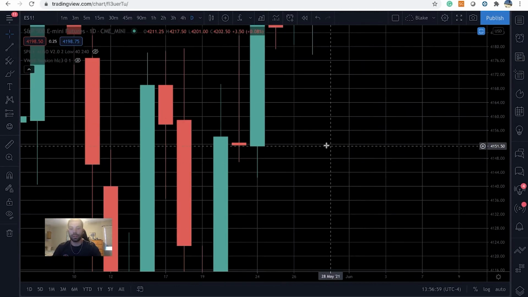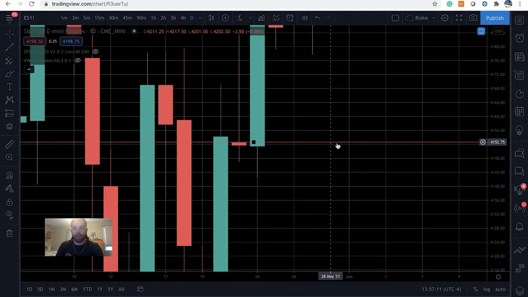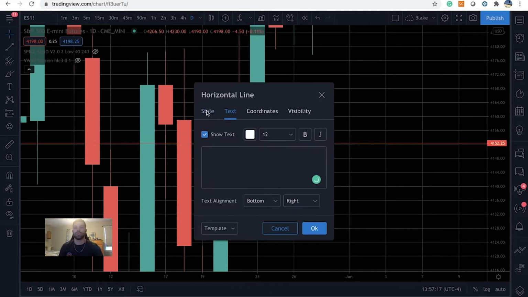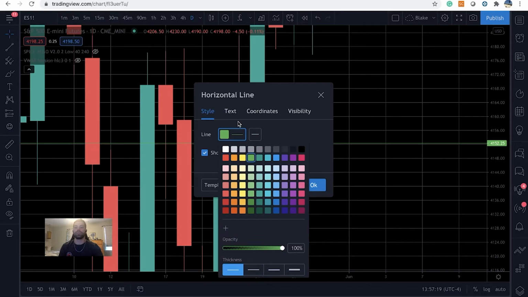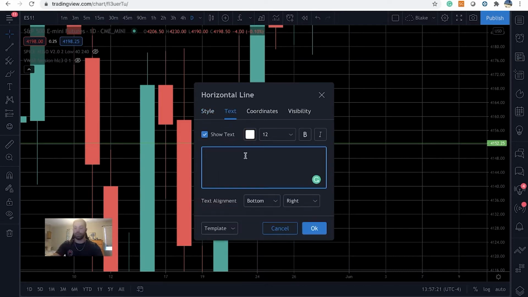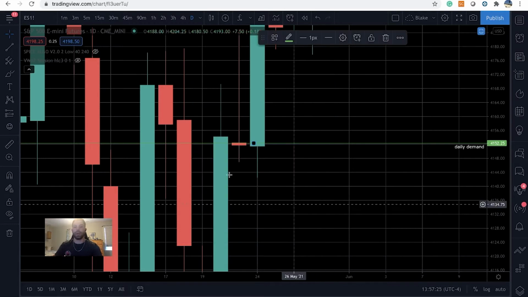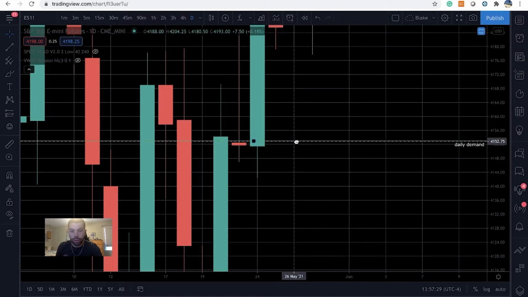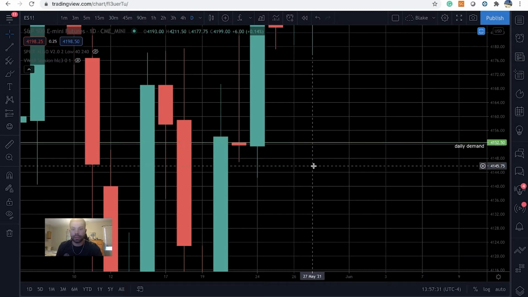So how we're going to do this is we're going to throw a horizontal line right here, okay? And this is going to be demand zone. So we're going to make it green. And then we're going to type in daily demand. Perfect.